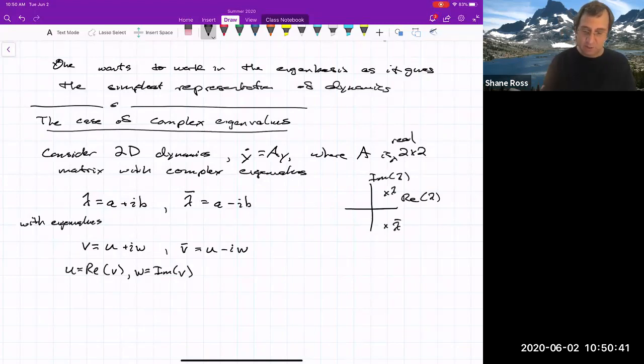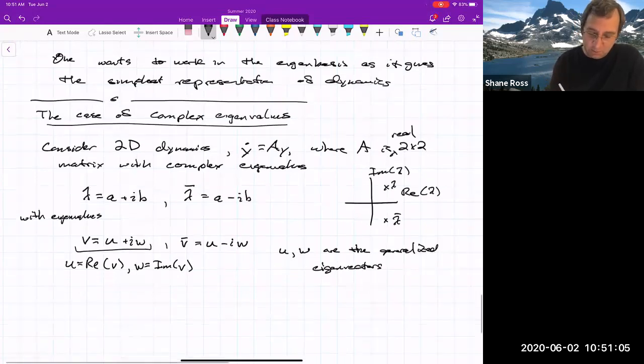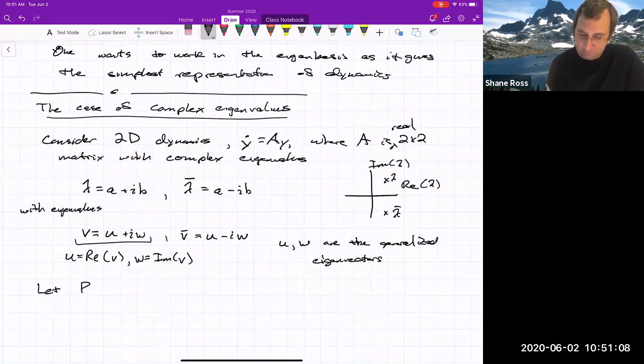Okay, so this is what you do. U and W are the generalized eigenvectors. Even though MATLAB is telling you to use V, this complex vector, no, don't. So what we do is we let P, the transformation matrix, be U as a column and W as a column. And we're just talking about something that's 2 by 2.